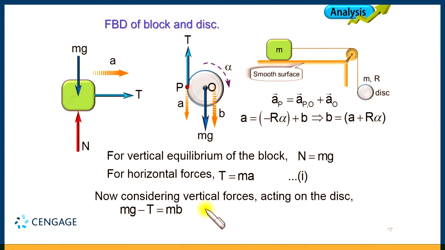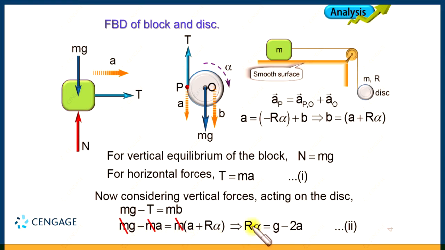Now we can substitute the value of b. This is equal to A plus R alpha, right? And T also we can write as ma. So this is mg minus ma equal to m multiplied by A plus R alpha, right? Here we can cancel out small m and small m, right? Like this we can cancel, and this equation finally becomes R alpha equal to, A will move to this side, G minus 2A. So this is equation number 2.